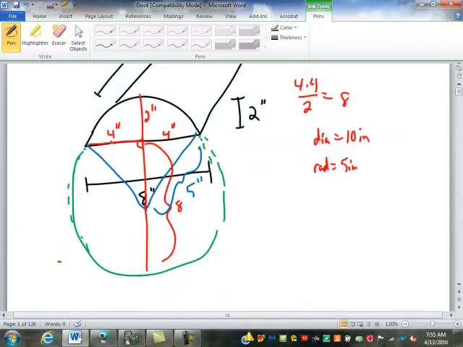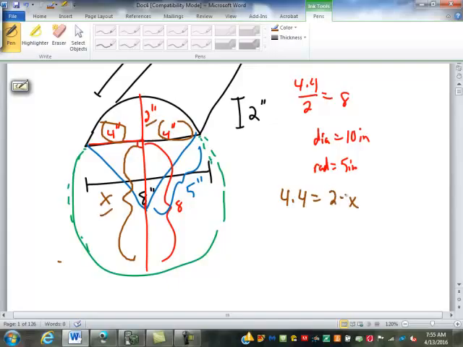So then we took that 8 inches and divided it into 4 and 4. Now, if this here is x, 4 times 4 has to equal 2 times x, because the product of the two pieces of intersecting chords has to be the same. So we just did 4 times 4 divided by 2 and got that x equals 8. So that's how we got this to here is 8. Then 8 plus the 2 gives us a diameter of 10, so the radius has to be 5.